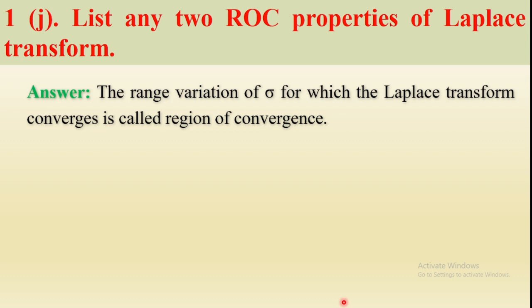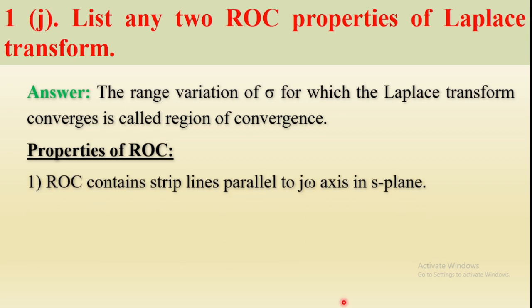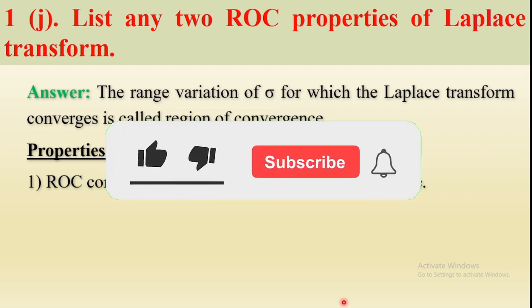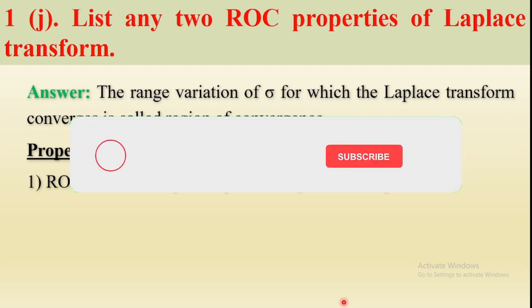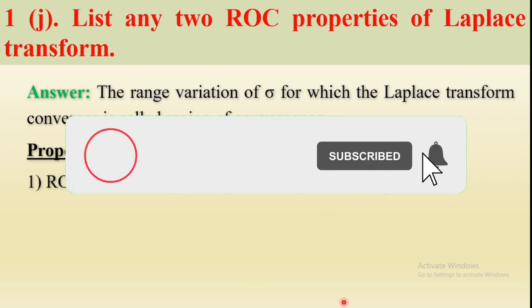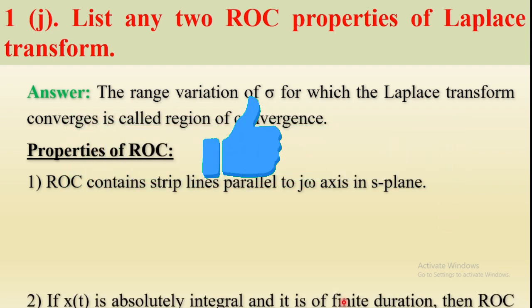The properties of the region of convergence are as follows. The first property is that the ROC contains strip lines, strip lines parallel to the j omega axis in the S plane. In the Laplace transform plane, S equals sigma plus j omega, where sigma is the real part of S and j omega is the imaginary part of S. The region of convergence contains strip lines parallel to the j omega axis in the Laplace transform plane, or S plane. That is the first property.